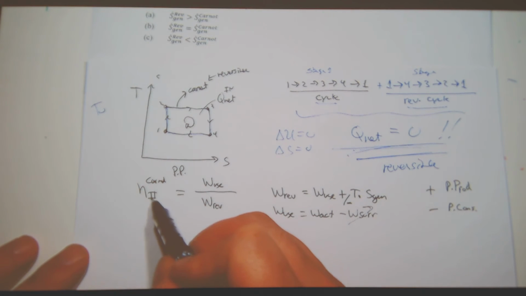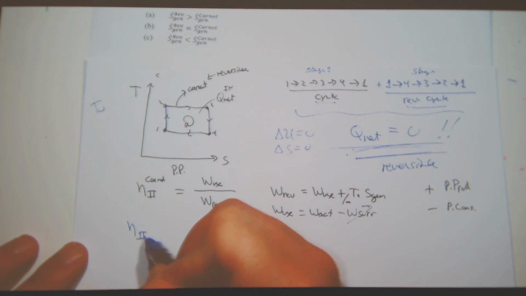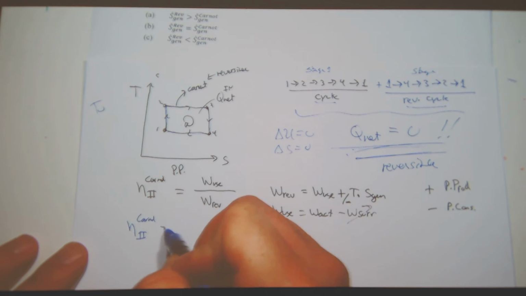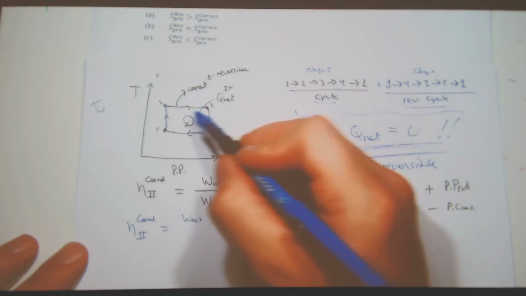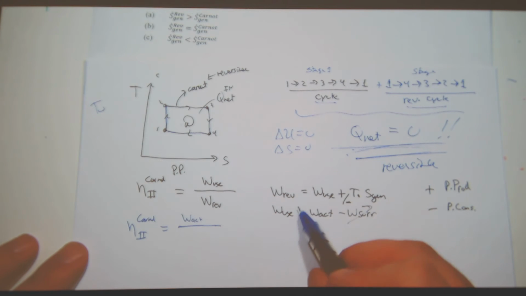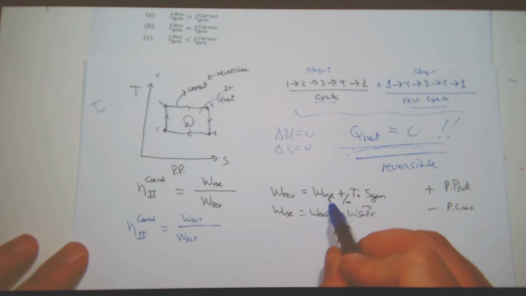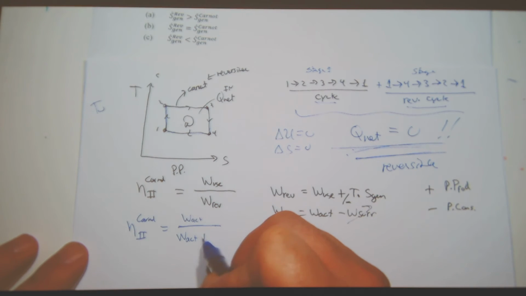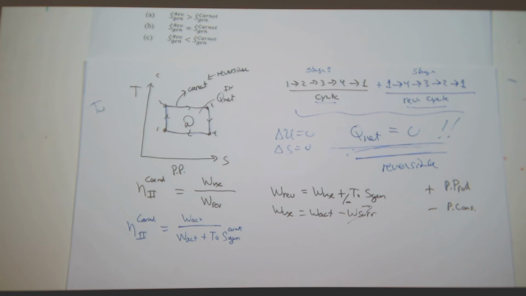So the second law efficiency for the Carnot, I'll write it in blue. Second law efficiency, Carnot, is equal to the work actual, which is the work out, over the work reversible, which is the work actual plus T0 Sgen, Carnot. Sorry. Yes? How do you know it's power producing? The Carnot cycle is power producing.